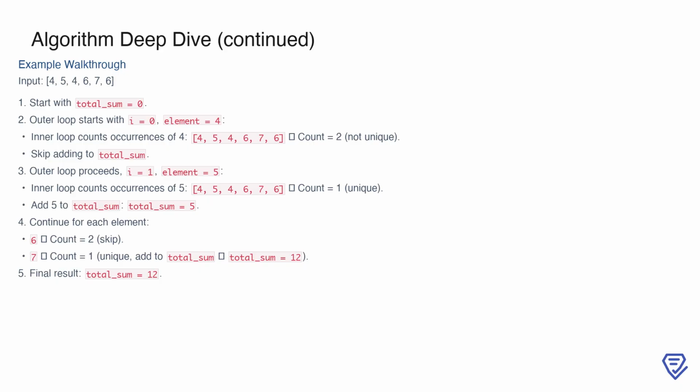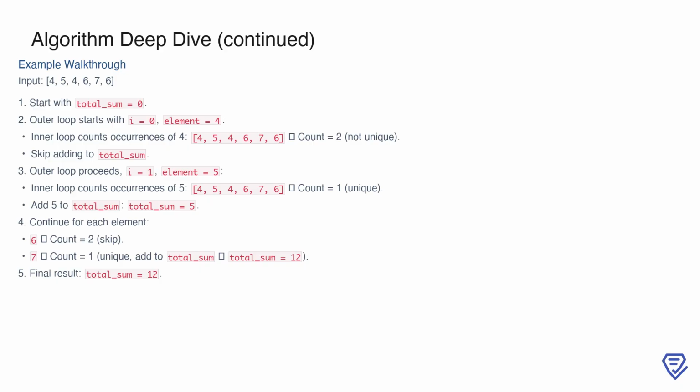The outer loop begins with the first element, 4. Using the inner loop, we count how many times 4 appears in the array, and we find it occurs twice. Since it's not unique, we skip adding it to total_sum. Next, the outer loop moves to the second element, 5. The inner loop counts its occurrences and determines it appears only once, making it unique. So, we add 5 to total_sum, updating it to 5.